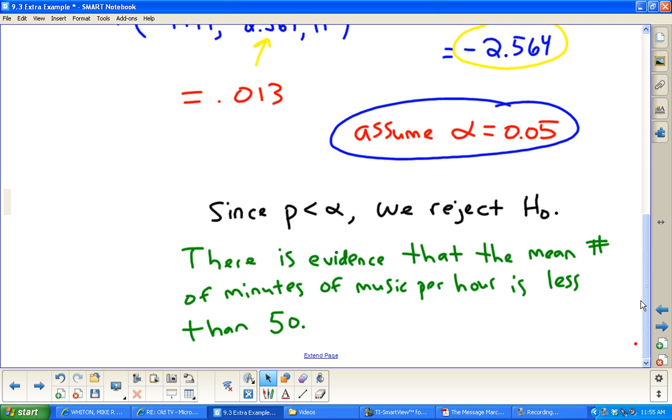Again, for more detail, go back to the other video, same problem. I just wanted to show you the calculator method there.